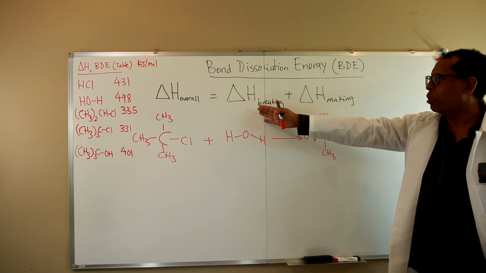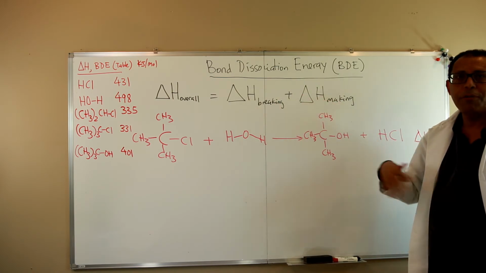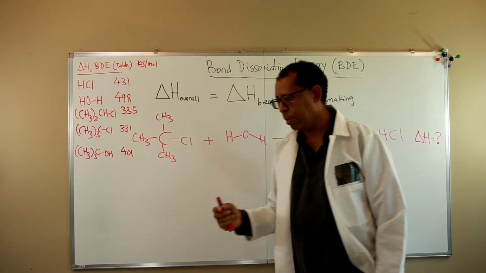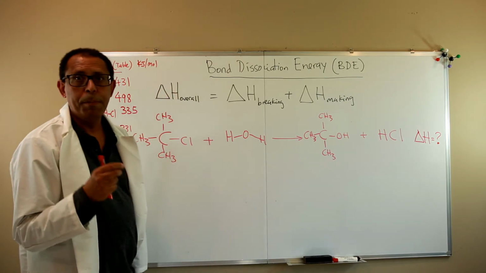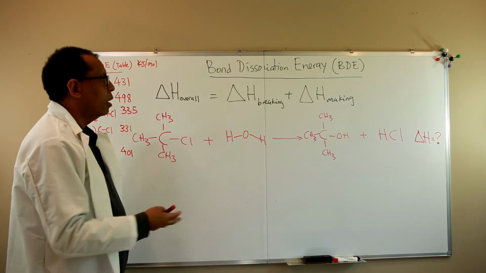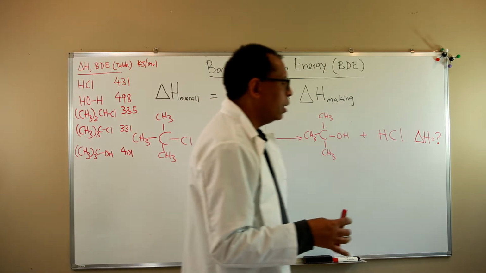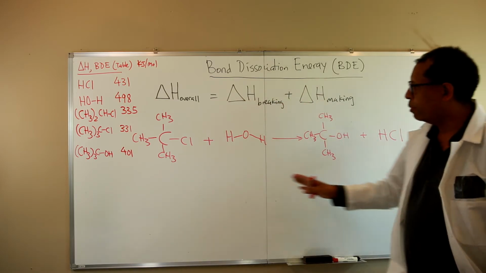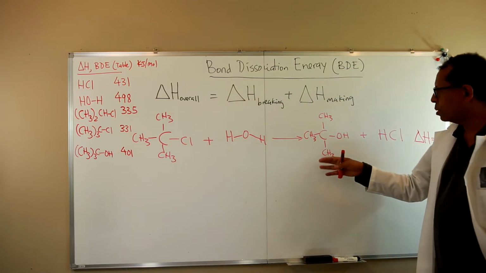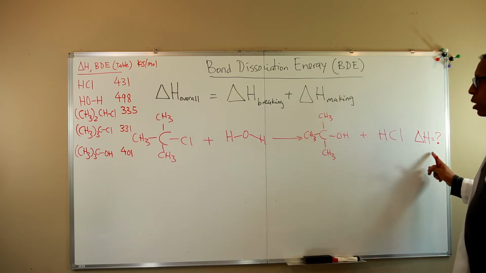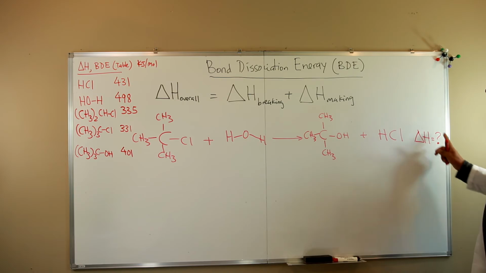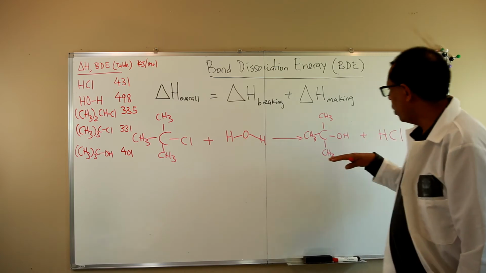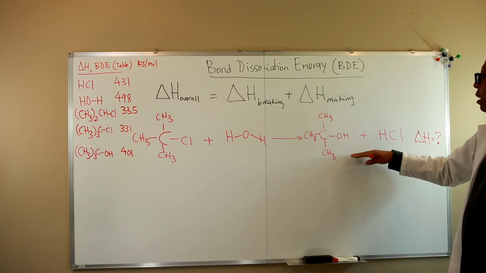So delta H of bond breaking plus delta H of bond making would give us the overall reaction delta H. That means there are bonds being made and bonds being broken. So we are going to calculate the delta H overall, for example, for this reaction to produce these products. The question here is, what is the delta H value starting from the starting materials? We are running a reaction to make these products.